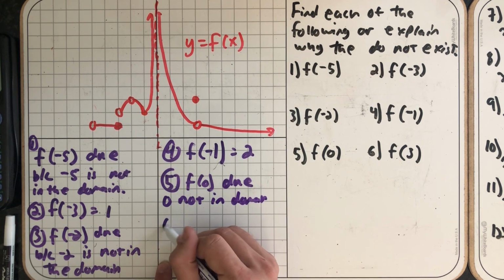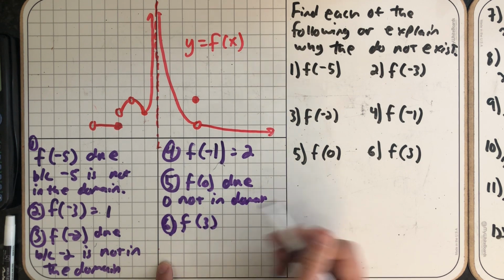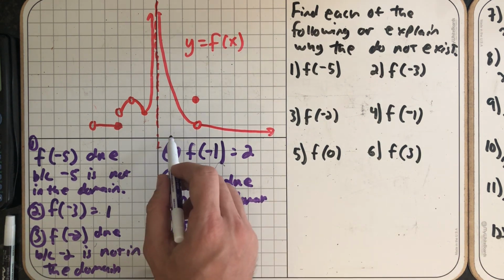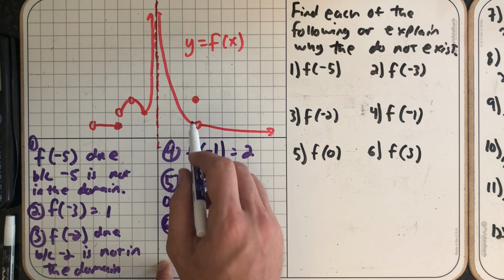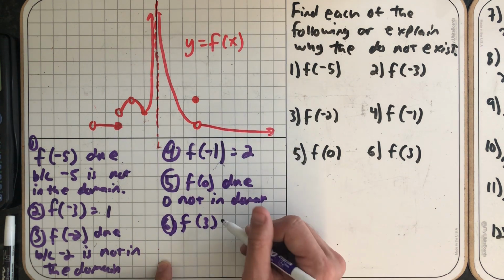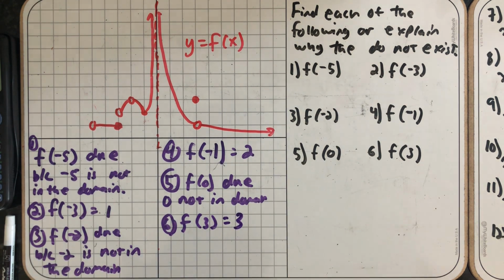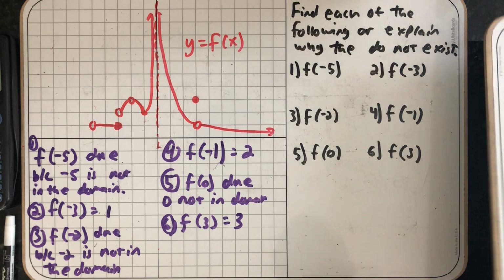And then 6, f of 3. Well, x equals 3, 1, 2, 3. I get out that function value there. 1, 2, 3. 1, 2, 3. f of 3 is 3. All right, so those are those nice, happy function values.